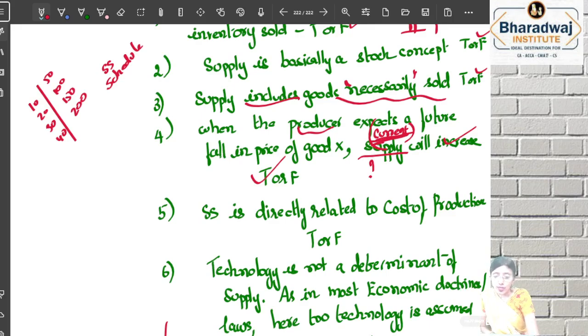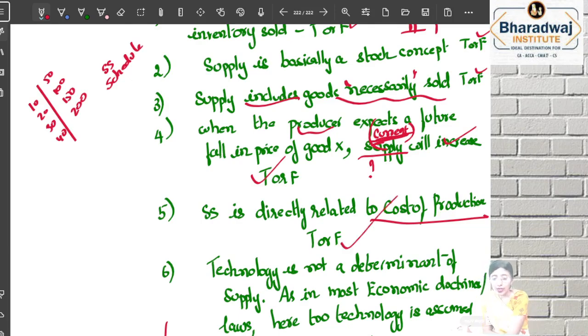Okay. Supply is directly related to cost of production. False. Why? They are inversely or negatively related.